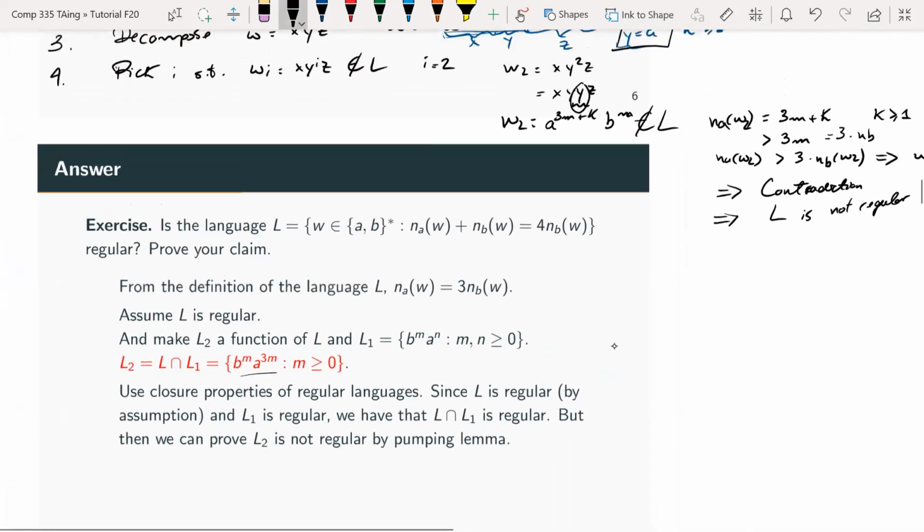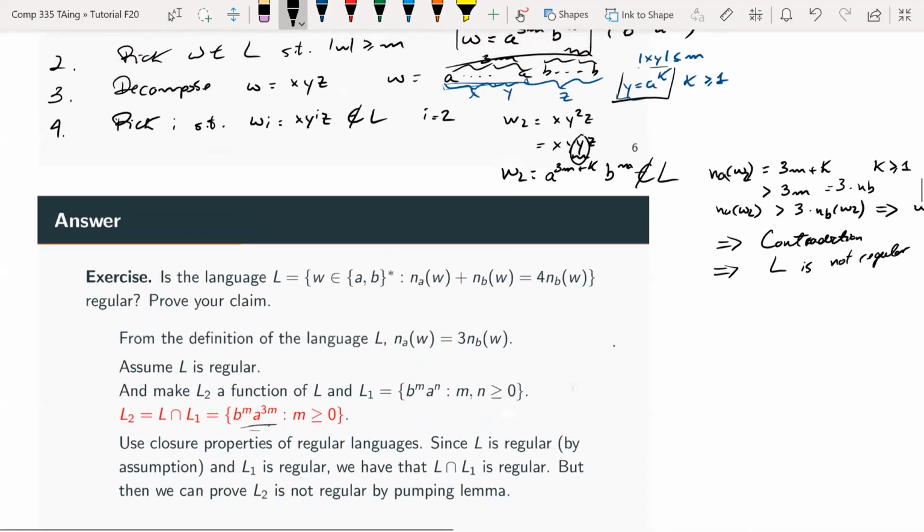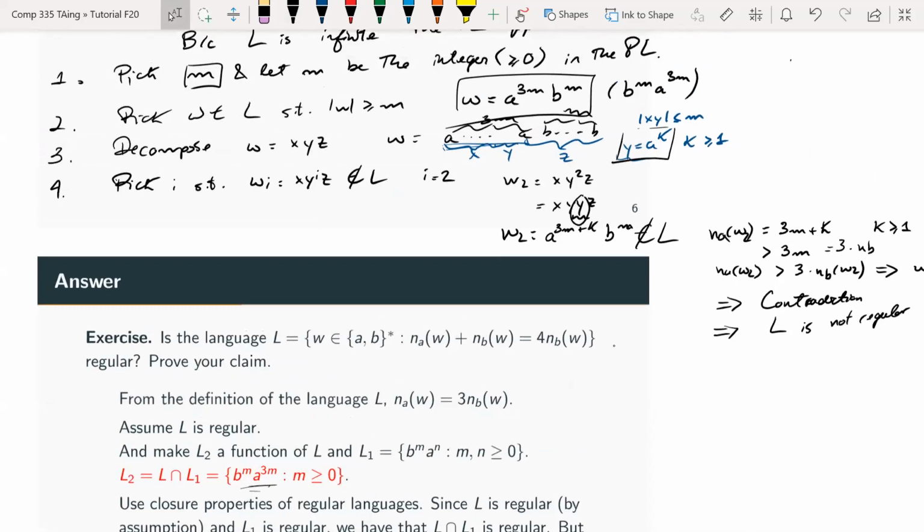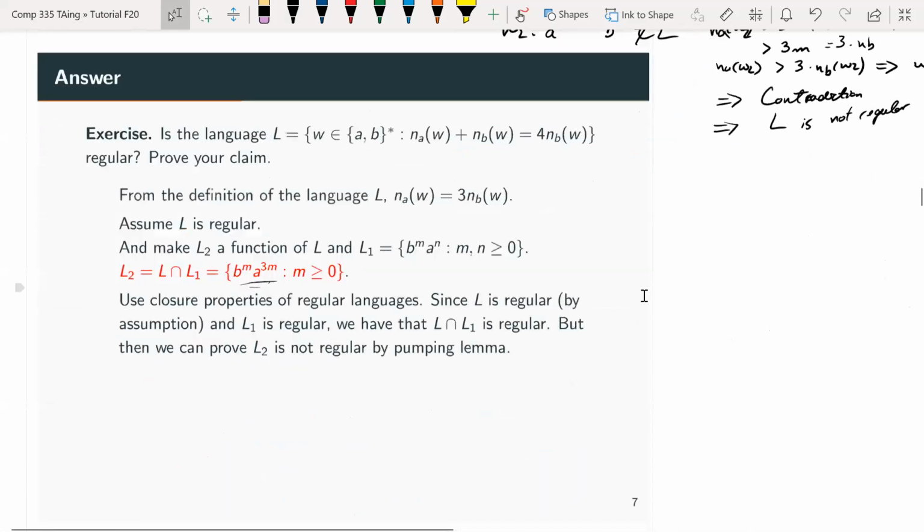Again, in the solutions here, I have B to the M, A to the 3M. It doesn't really matter as long as it works for an arbitrary M, right? So in this case, if my opponent started to check all of the possible M's, he would essentially never be able to break my proof. And that's why it's a correct proof.